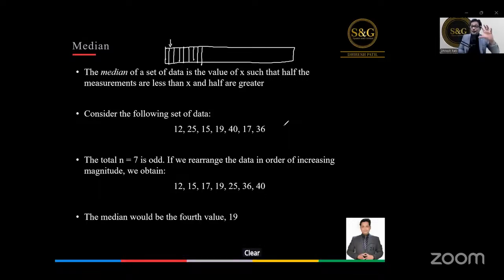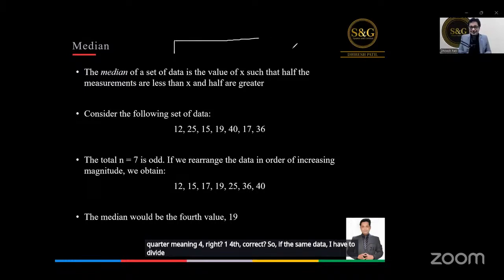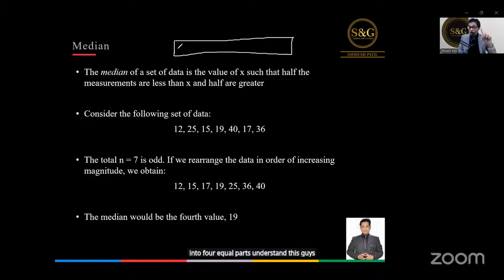The same concept is applicable in quartile. What is quartile? Quarter meaning 4, right? 1/4, correct? So if I have to divide the same data into 4 equal parts, understand this, guys. Now focus here. Imagine the same cake I have to divide into 4 equal parts. I will cut here 1, 2 and 3. I will make 3 cuts. The moment I make 3 cuts, I make 4 equal parts, no? 1, 2, 3 and 4.